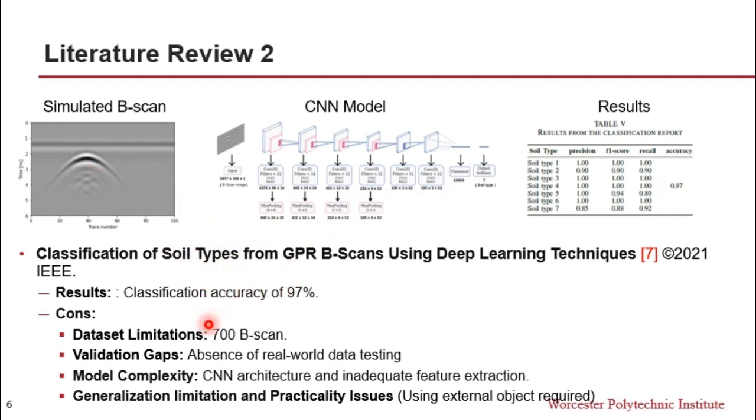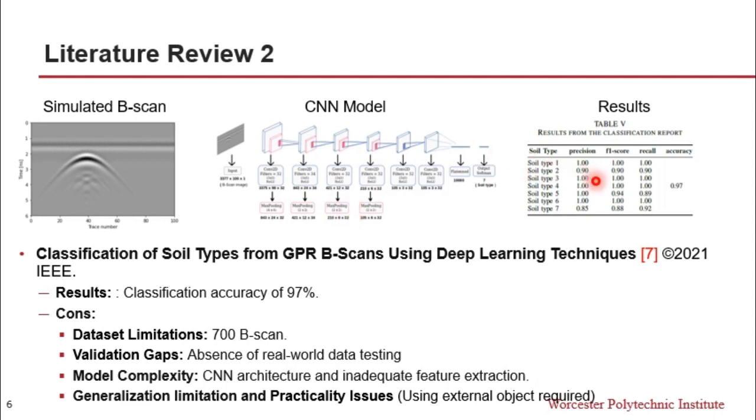Their dataset is still small. They have 700 B-scans, which will not cover all the possible scenarios in the soil. They don't have real-world data for testing their model. Their CNN architecture is complex, and they used the convolutional neural network to extract their features, which is a black box, and the interpretation of the result will be pretty hard.